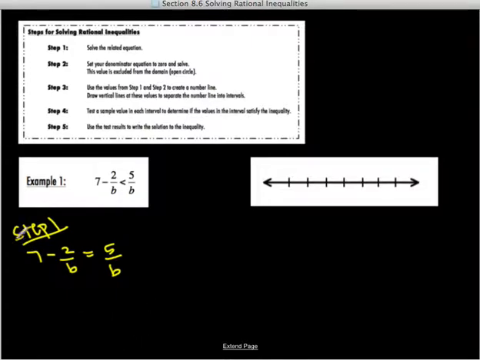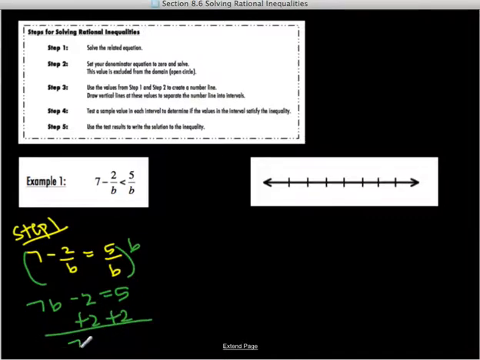So I will multiply by my LCD, which is b. I would have 7b minus, it'd be 2b over b, so they would cancel, so I would just be left with 2, is equal to 5b over b, so it would just be 5. So I would add 2 to both sides. So I have 7b is equal to 7, and I would solve this by dividing both sides by 7. So b will equal 1. This is my first value. So this is step 1. Took care of that.